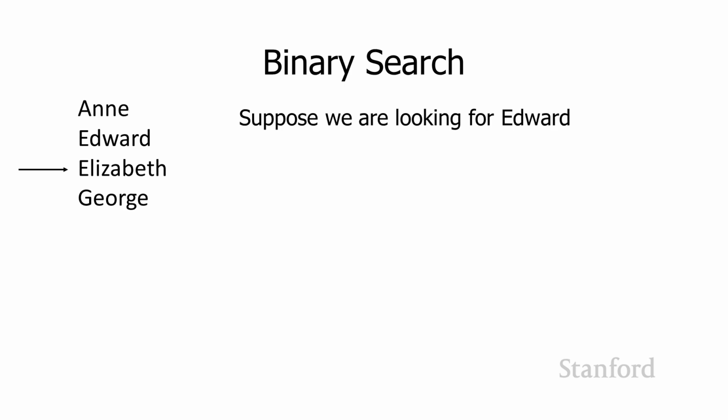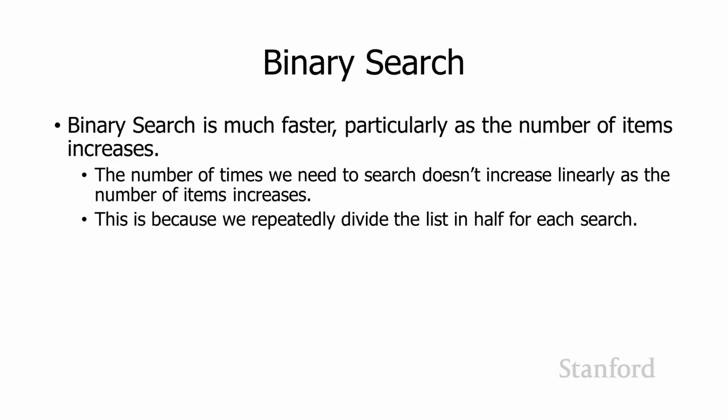Is Edward Elizabeth? No, it's not. If Edward were on the list, would he come above Elizabeth or below Elizabeth? Well, alphabetically, they both start with E. D comes before L, and so that means he would be in the first half of the list. So I'm going to go ahead and toss out Elizabeth onwards, and I'm just going to focus on Anne and Edward. And of course, there's Edward right there, and so we're done.